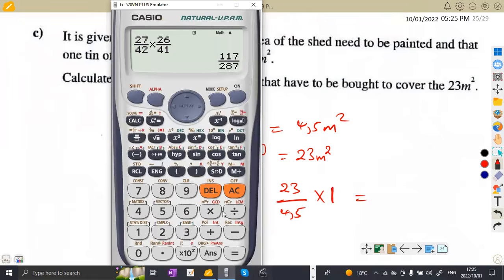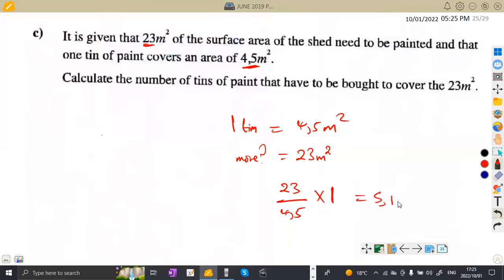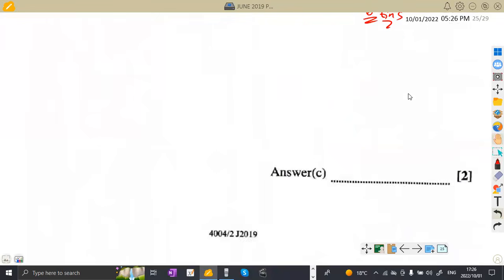So 23 divided by 4,5, which as a decimal is 5,111 like that. It means we have covered 5 tins, and another tin is not complete. So we're going to add that to give us 6 tins. That was the condition, because another tin is being filled, even though it's not complete. So we need 6 tins in order for us to complete this job. That was the condition of the question.